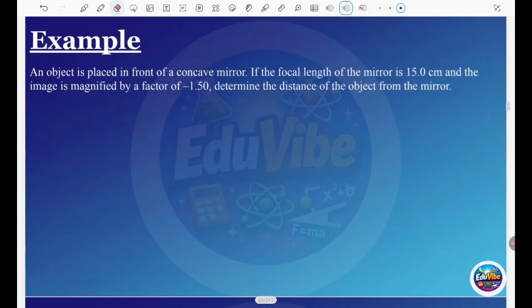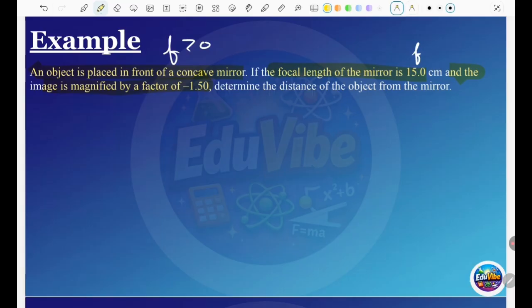This is from the diploma question. I picked that question because this is a very nicely structured question, and this will test you on a number of things for the mathematical analysis. So the object is placed in front of a concave mirror, which means that now your focal length is greater than 0, which is positive. Focal length of the mirror is 15.0 centimeters, which remains 15.0 because this is positive. Then the image is magnified by a factor of minus 1.50.